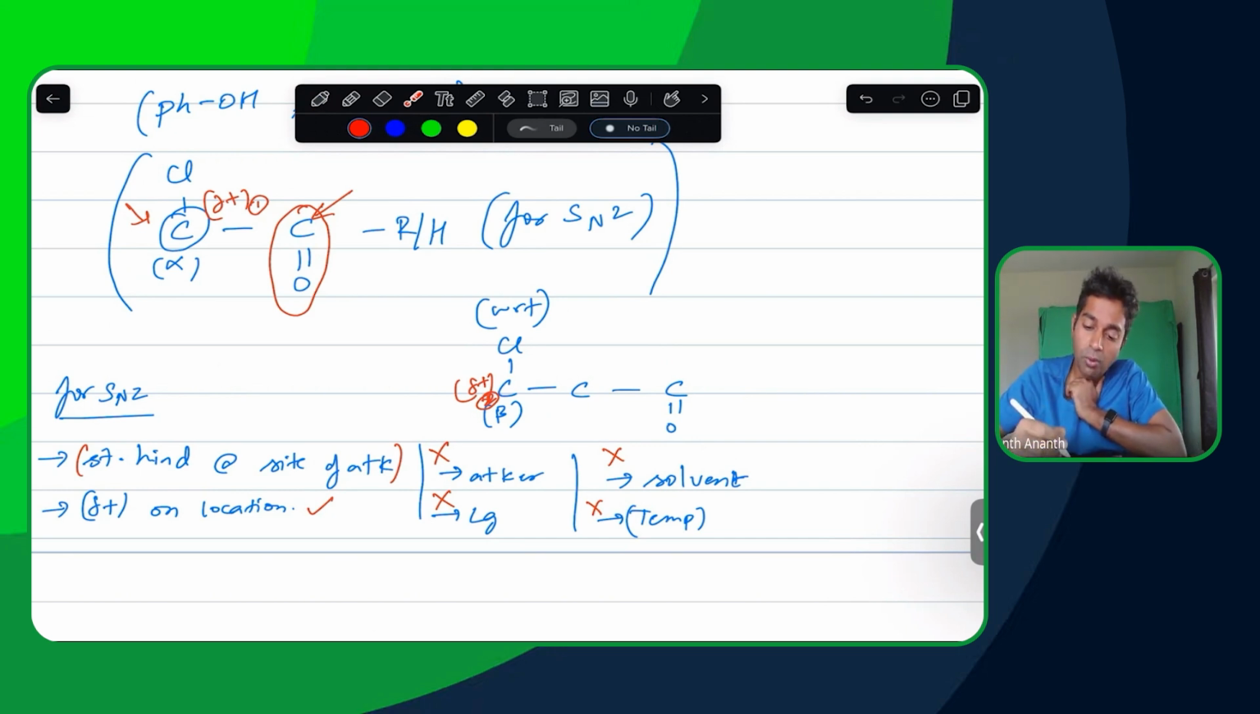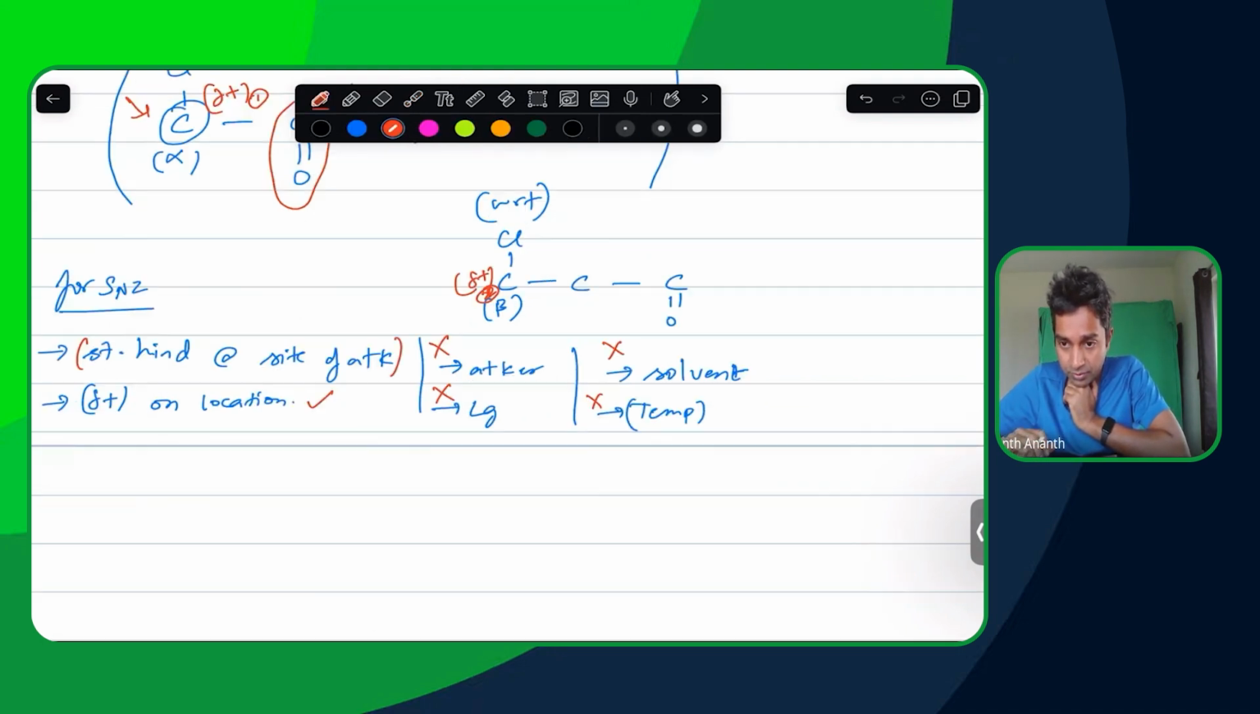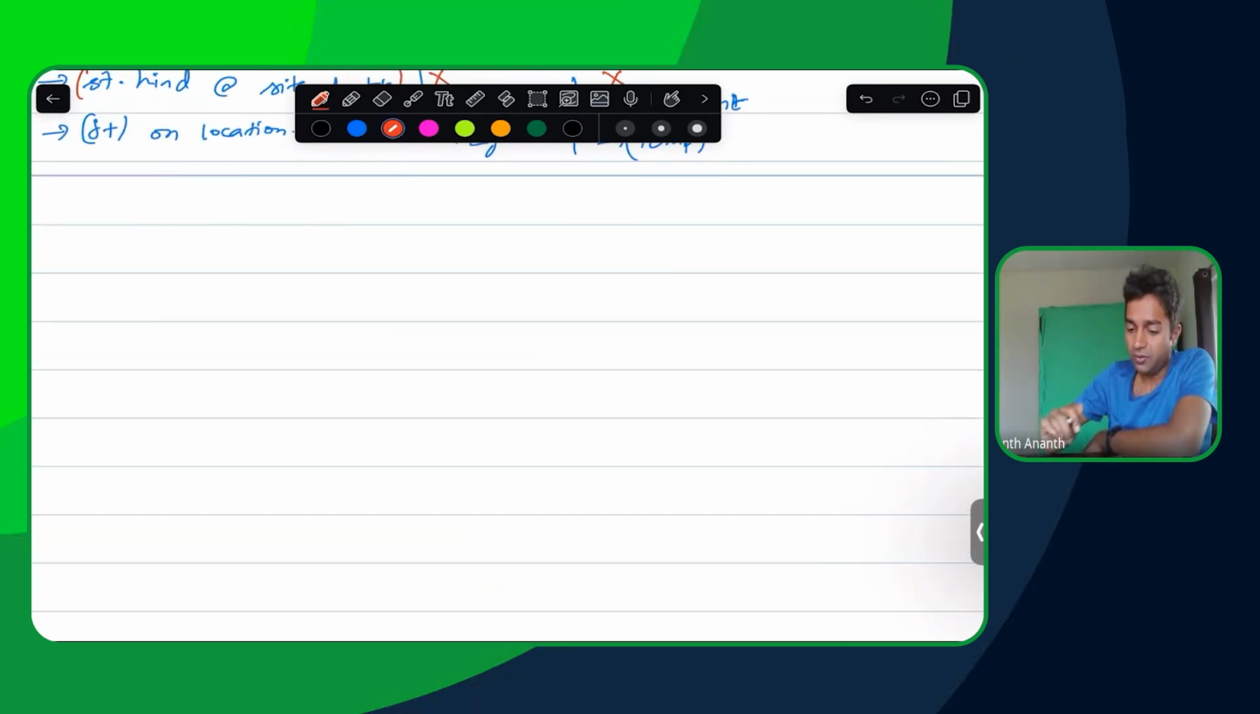Now, one more factor which will basically come into the picture here is this. You learned about SNi is what you told me, correct? Yes. So when you're going to be having SNi, or let's call it neighboring group participation.